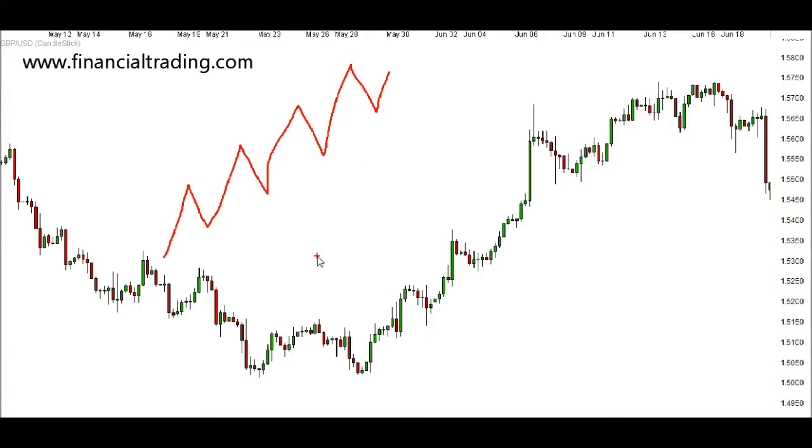Now, the reason why this is called waves or steps in the market is quite clearly, you're getting these waves or stairs in price as it moves in an upwards direction.